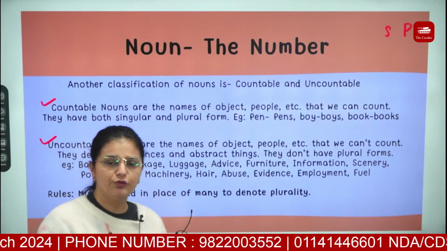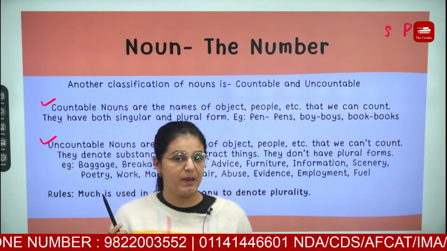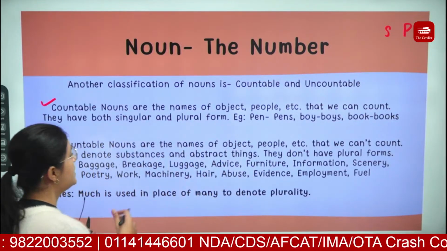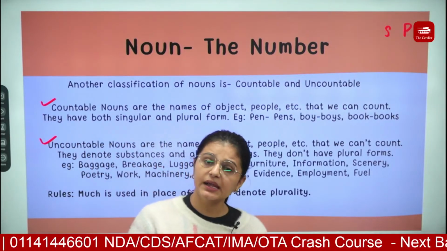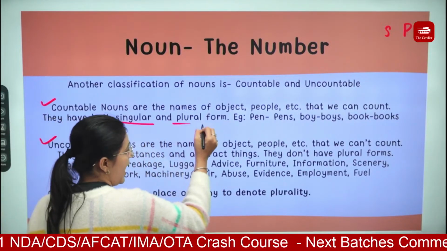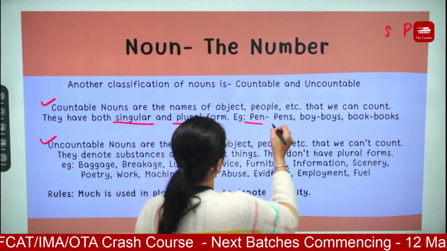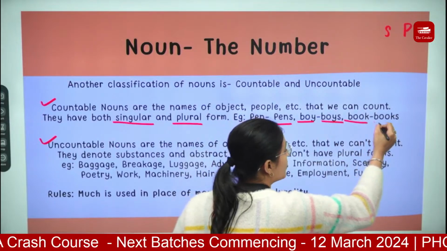Countable nouns वो होते हैं जिन्हें हम count कर सकते हैं. For example, this pen, desk, phone. So, countable nouns are the names of objects, people that we can count. Countable nouns have a singular and plural both. For example, pen, pens, boy, boys, book, books.